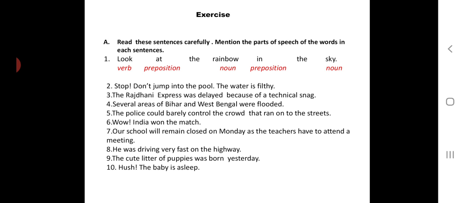Now the fifth one, let's see. The police could barely control the crowd that ran onto the streets. Here, in this sentence, what are the nouns? Yes, police, crowd, streets, these three are the nouns. And could, control, ran, these three are the verbs. Barely is an adverb because it is giving us more information about the verb, right? And the preposition is onto. Now children, likewise you try to solve the rest of the questions. There are 15 of them. Try to solve the rest.